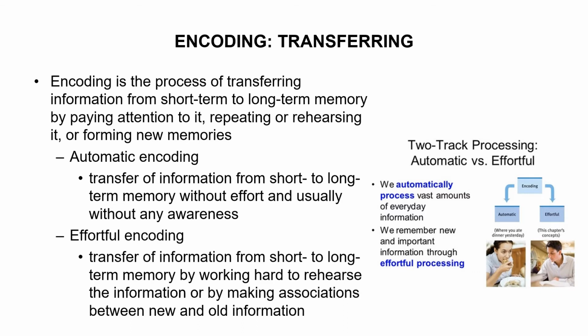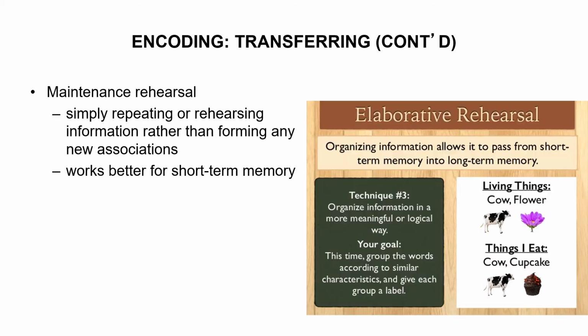Whereas effortful encoding is where we put information from short-term to long-term memory by working to memorize it, working to remember it. We can do it by making associations between old and new information. We can do it by rehearsing. We can do it in various different ways to try and get that information in there. You may read the chapter 2-3 times. You may try to associate what you're learning now with what you've known before. If you're trying to memorize a new term, you may say that term over and over in your head. The point is effortful encoding takes work.